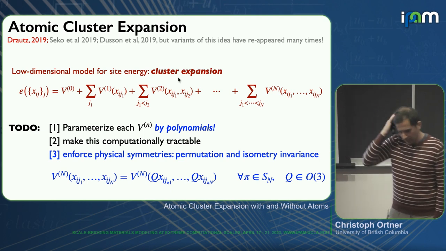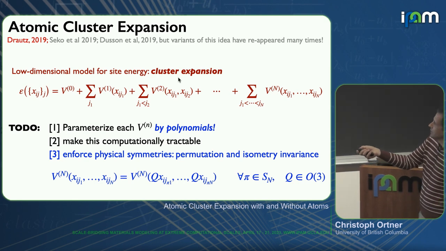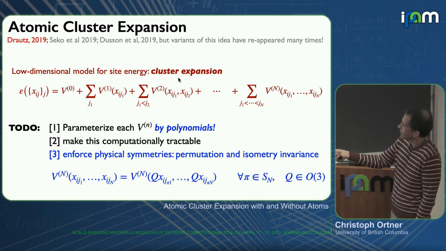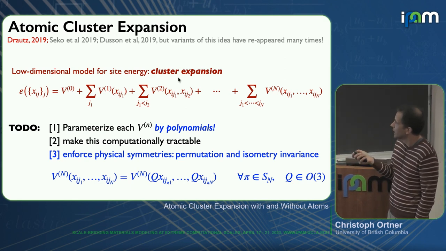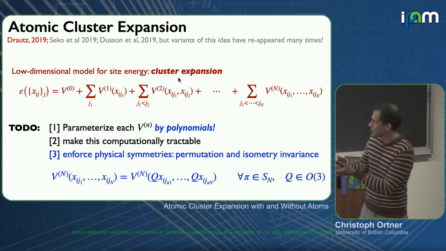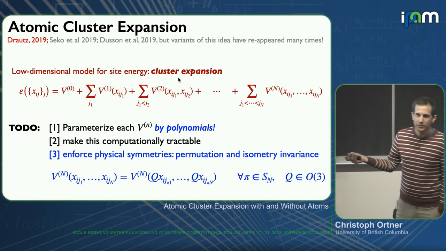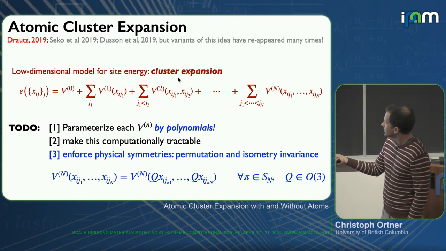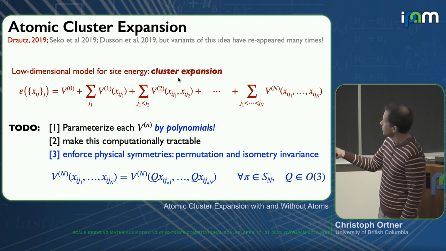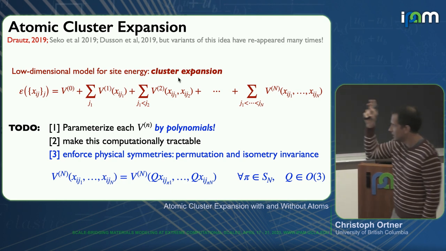So here's now what we have to do with this. Right? So as you increase the complexity, as you go higher and higher in the order of this expansion, these potential terms look like they become more and more complex. So you have to figure something out. And so first of all, we have to parameterize them. And what we will do is we will parameterize each of these V_n potentials by polynomials. Right? No, I said I wouldn't say the word, but okay.